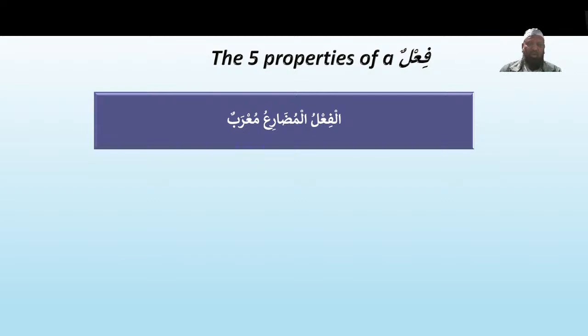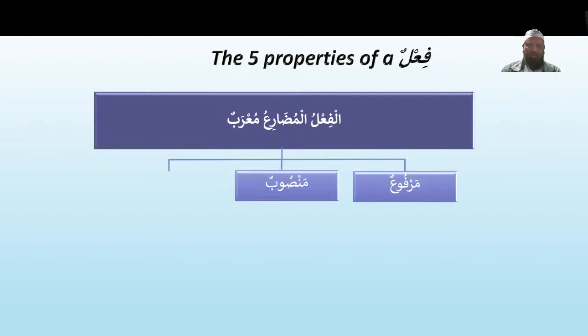Al-fi'l al-mudari', which is mu'rab: number 1, marfu'un; number 2, mansubun; and number 3, majzumun. Remember, al-fi'l al-mudari' has 3 types of slots. Number 1 slot, it is marfu'. Number 2 slot, mansub. Number 3 slot, majzum.